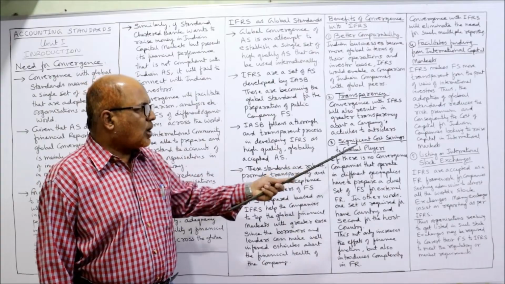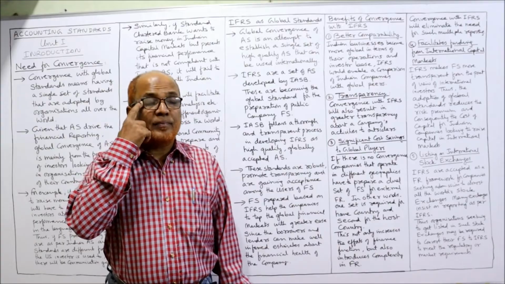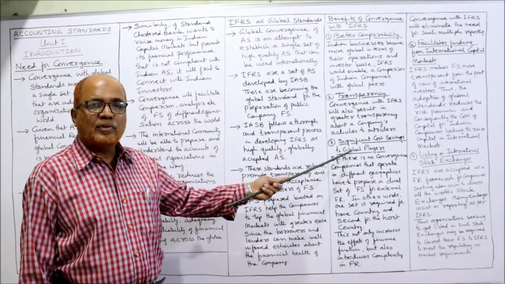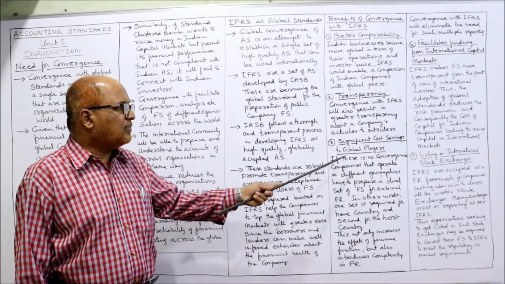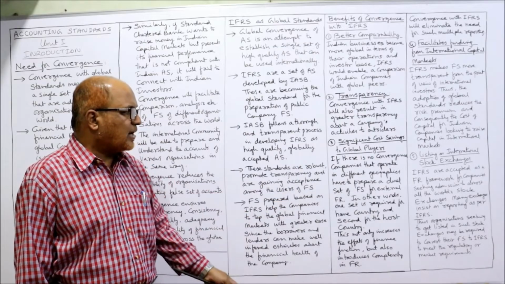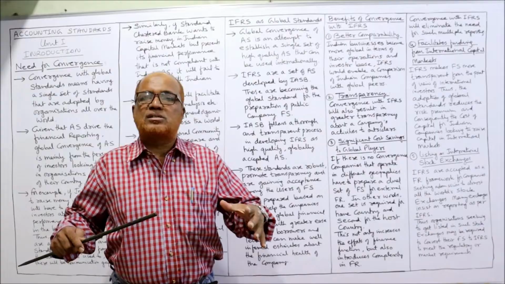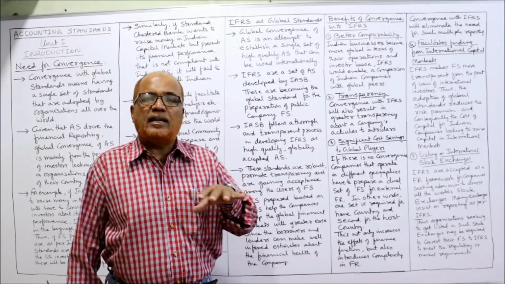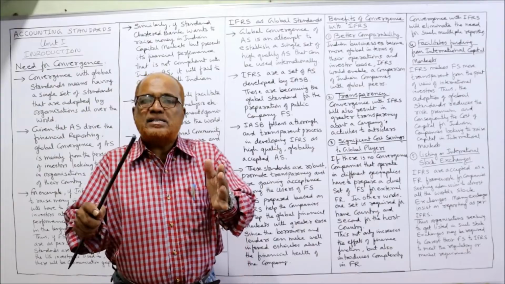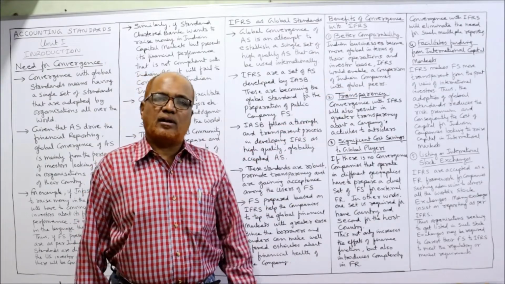Then significant cost saving to global players. This convergence with IFRS will give the benefit of cost savings to global players. How the cost savings? If there is no convergence, companies that operate in different geographies have to prepare a dual set of financial statements for external reporting. When there is no convergence, any company which is operating internationally has to prepare a dual set of financial statements. One set for the home country and another set for the host country, the foreign country.